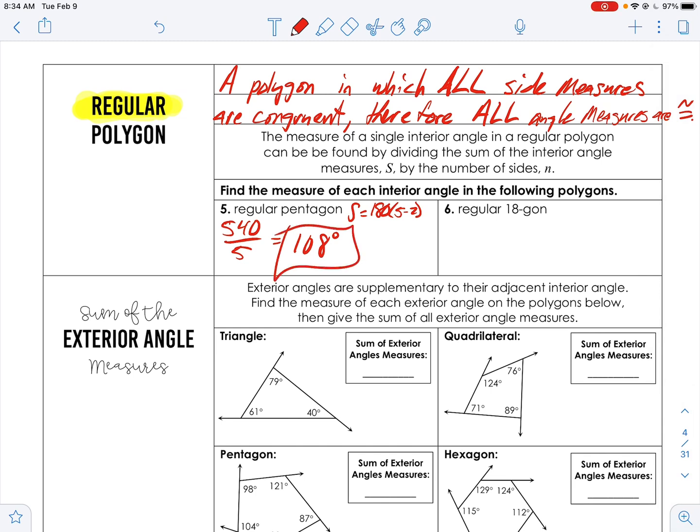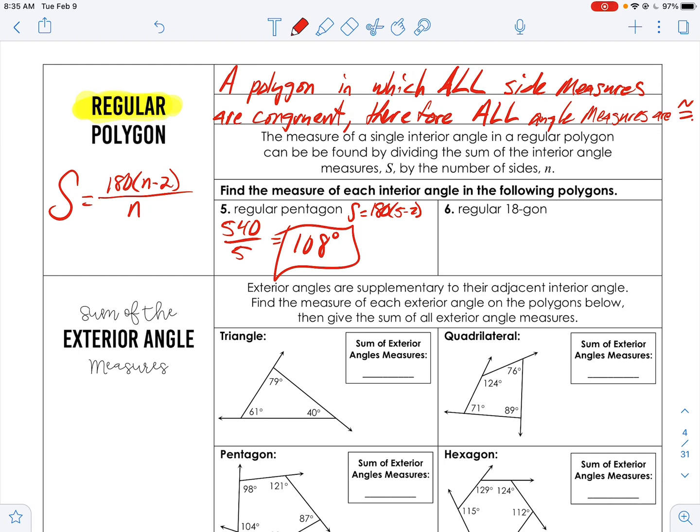Okay, so we could write it as a full-on equation. I don't know what we want to call it, but it's not necessarily the S, they used it up in here. So we could say the big S this time is 180 times n minus 2 over n. That's the equation there, n being the number of sides that you have.